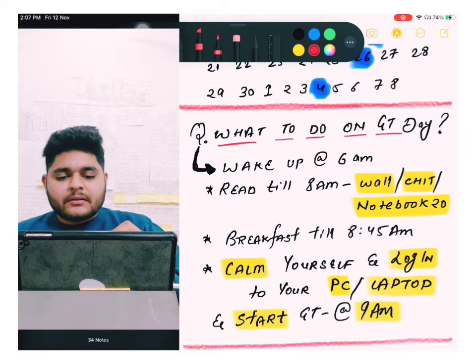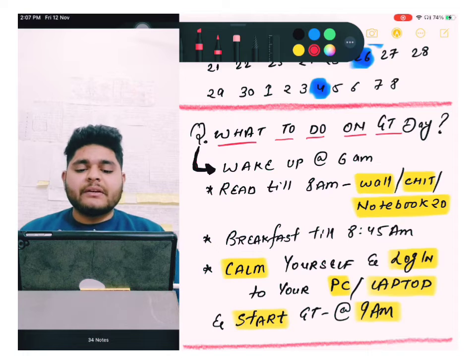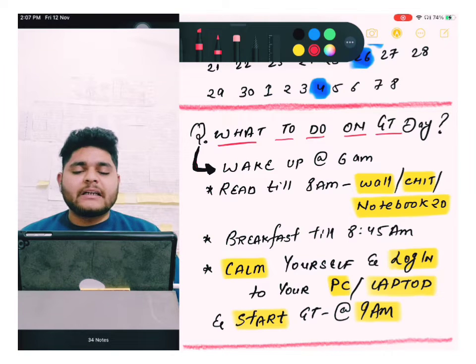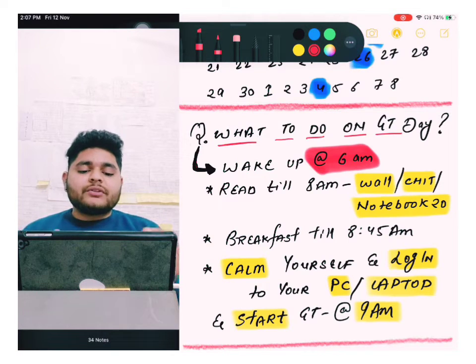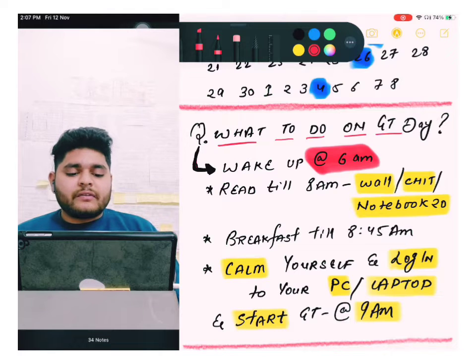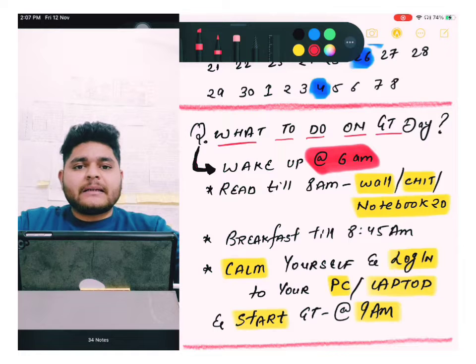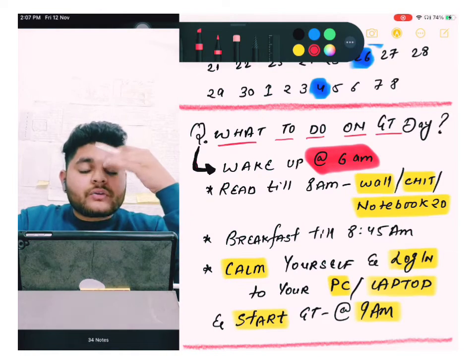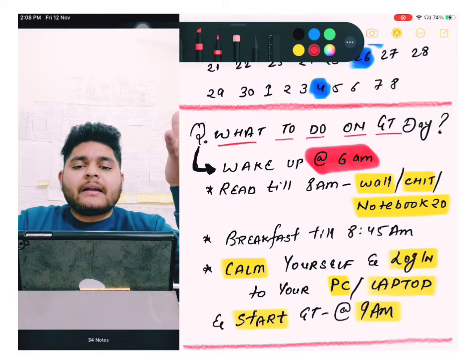Now earlier exams used to be in the evening, so people gave GTs in the evening or afternoon, but now the exam is in the morning. So I prefer you should give the exam in the morning. So the first thing is wake up at 6 a.m. Now why wake up at 6 a.m. when the exam is at 9 a.m.? Because on the day of the exam you are not going to wake up at 8 a.m.